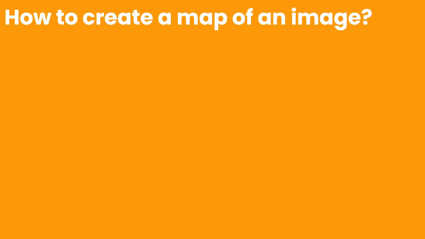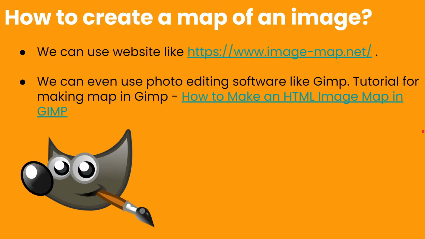Okay, so now let's see how to create a map of an image. We can use a website like imagemap.net, and in today's video I'm going to use the same website, so you won't find it difficult to make a map. And we can even use photo editing software like GIMP. Tutorial for making a map in GIMP: how to make an HTML image map in GIMP. By the way, I have provided the PDF of all the slides in the description, so you can just click on the link to download the PDF down below. As I told you before, you can watch the tutorial to find how to make an image map. But this is not sponsored. Okay, so I think you have understood everything.